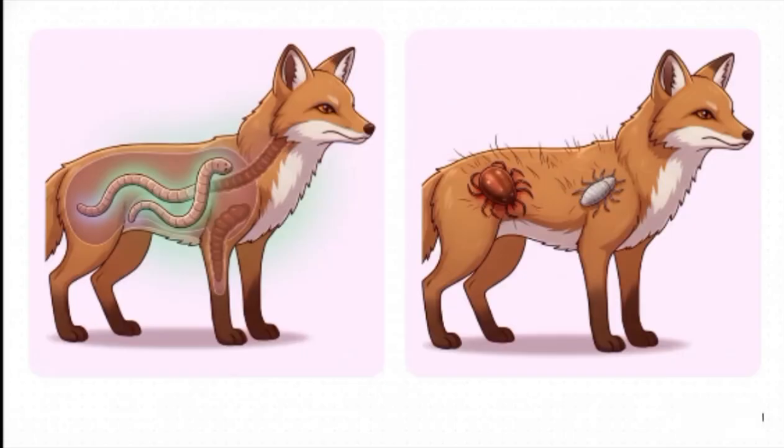Now, not all parasites live in the same place. We categorize them by where they set up shop. An endoparasite, like a tapeworm, lives inside the host's body. This leads to what we call an infection. On the other hand, an ectoparasite, like a tick or a louse, lives on the outside surface of the host, and that causes an infestation. So remember, inside is infection, outside is infestation. It's a simple but really crucial distinction.